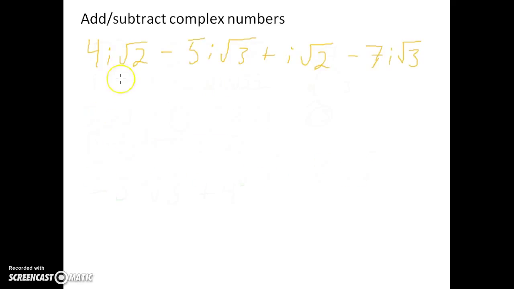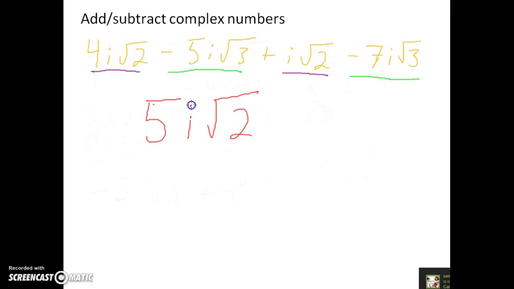And one last example. So we have 4i square root of 2. So we look through these, see if we have any other i square roots of 2. So we have one right here. So we can combine those. The 5 is an i square root of 3. So we look through for an i square root of 3. And we have that exactly right there. So we can combine the i square roots of 2's and the i square roots of 3's. So we have 4i square root of 2 plus i square root of 2, which is 1i square root of 2, which gives us 5i square root of 2. And then if we combine negative 5i square root of 3 minus 7i square root of 3, gives us negative 12i square root of 3.